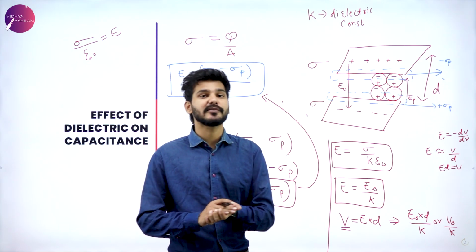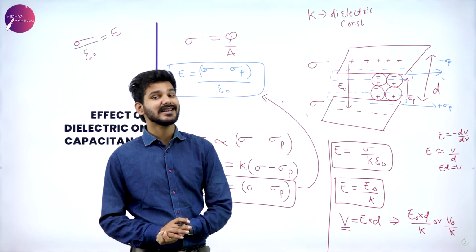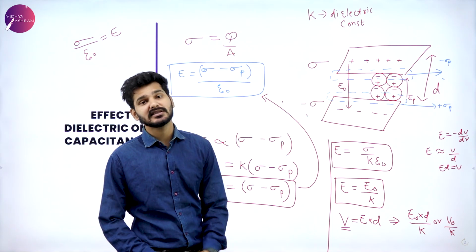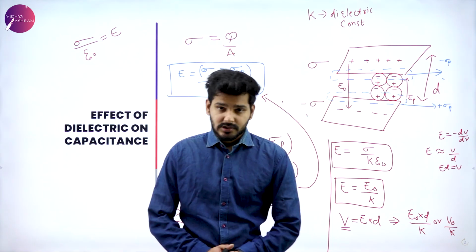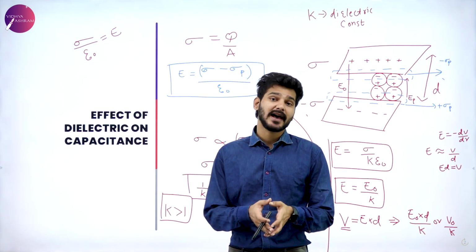So the use of placing a dielectric in between two parallel plate capacitors is that the net capacitance goes on increasing. So that is the effect of a dielectric on capacitors.